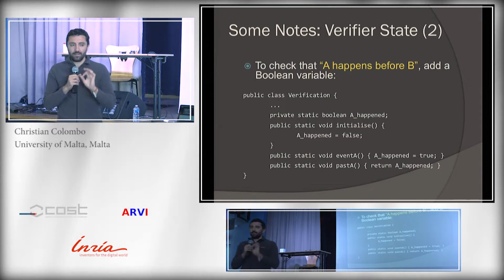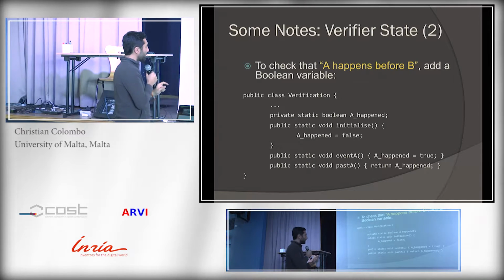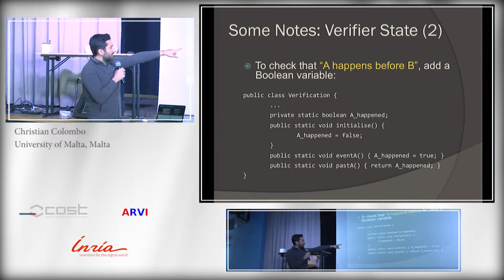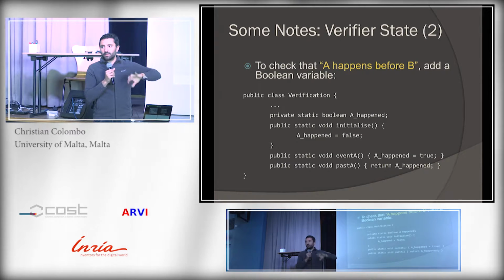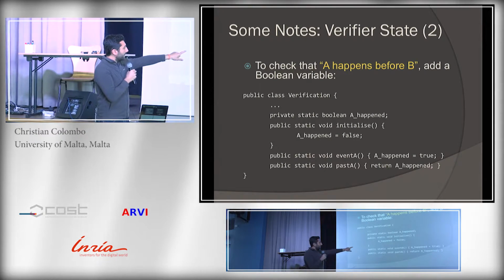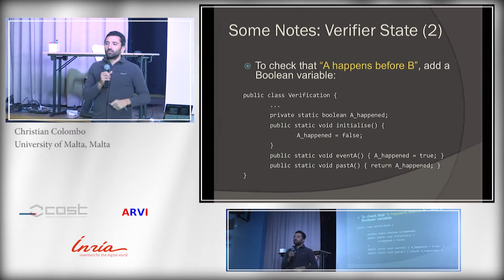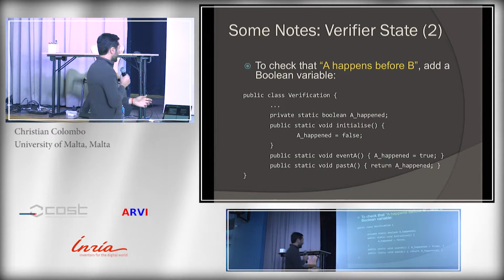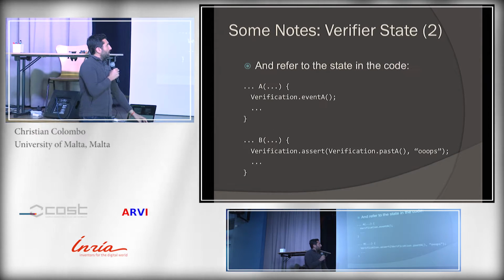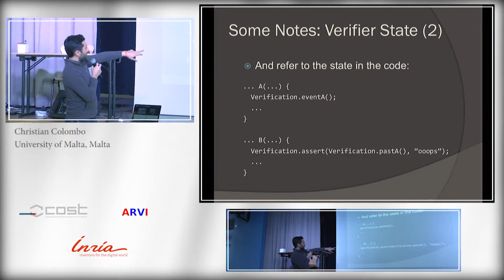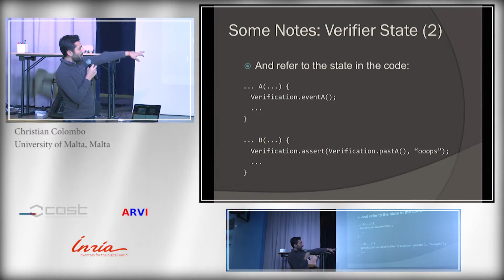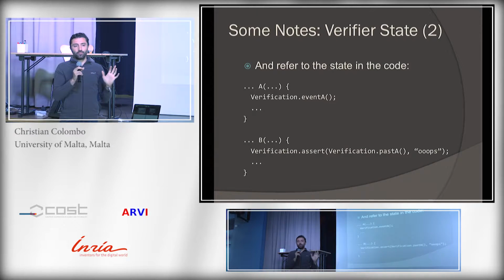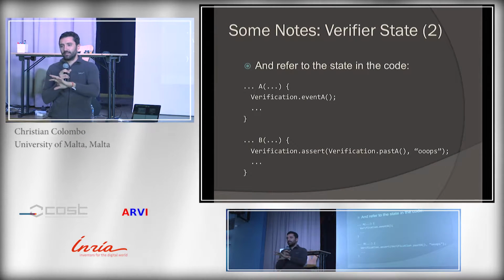So if I have the simple property of A should happen before B, what should I do? So on initialization, I should make sure that my Boolean is false. That is initialization. Then, as soon as event A happens, I need to set the Boolean to true. So I remember that that has happened. What else do we need to do next? We need to make sure that once B happens, we need to assert that A had happened. Otherwise, oops, something went wrong. A didn't happen before B, right?